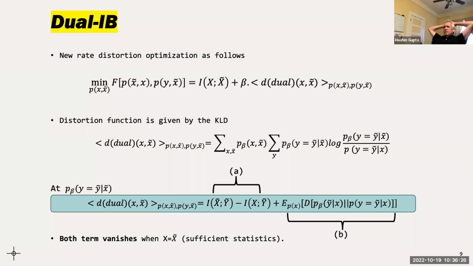Also, the term B is the Kullback-Leibler divergence between the probability of y tilde given x and the probability of y equals y tilde given x. I guess I'm just having some difficulty figuring out how you actually calculate all these quantities.